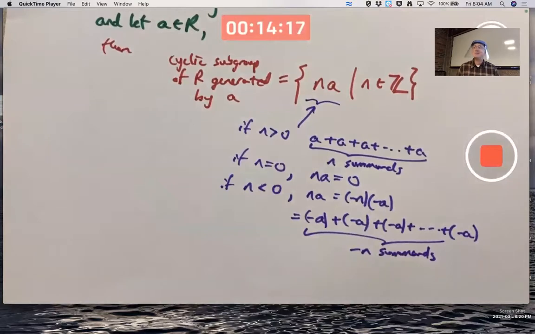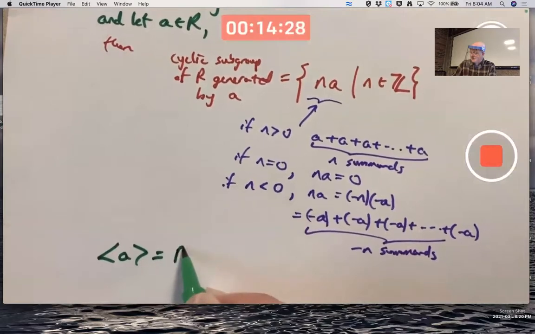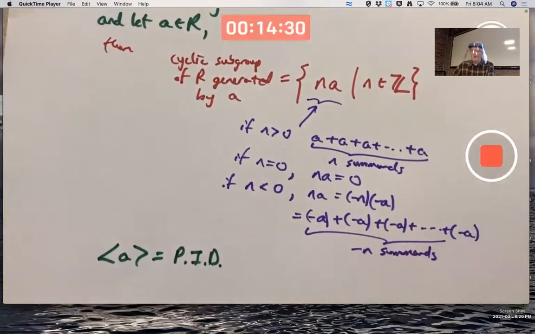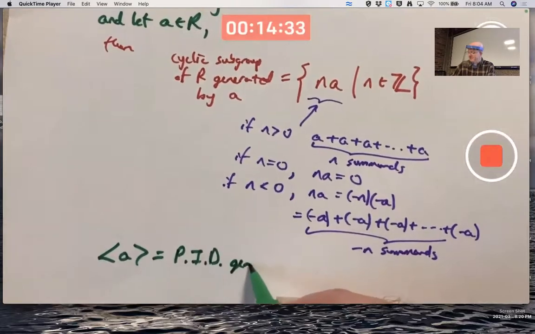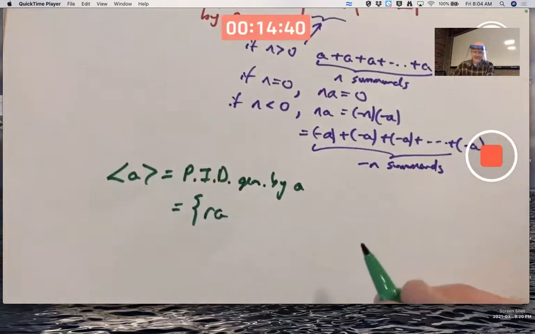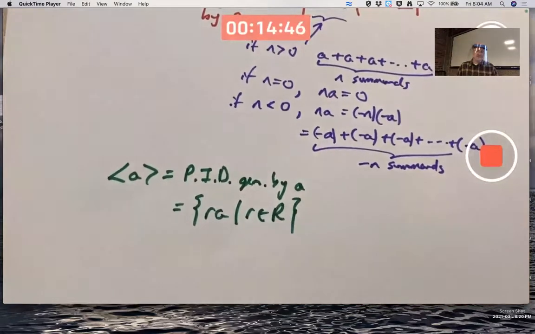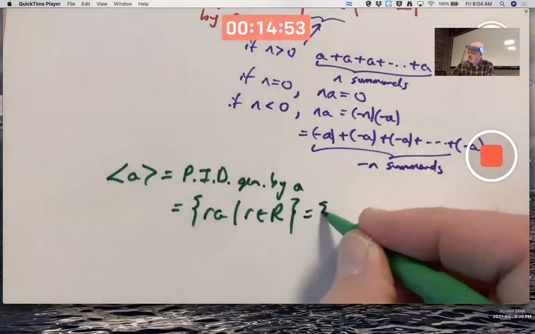And it's not necessarily the same as the principal ideal generated by A, because the definition of the principal ideal generated by A, shorthand PID, principal ideal generated by A, is the set of all products R times A as R varies over the entire ring. And we are only considering this in the case where the ring is commutative. This would be the same as this.